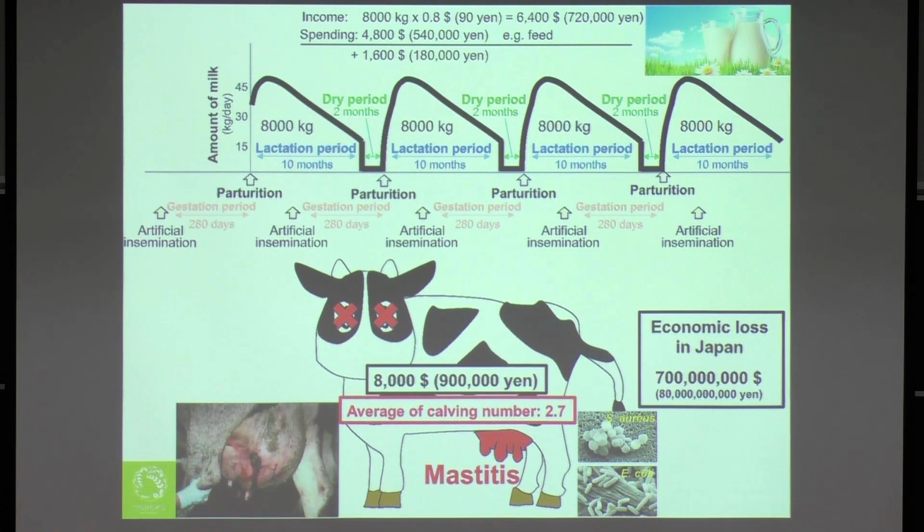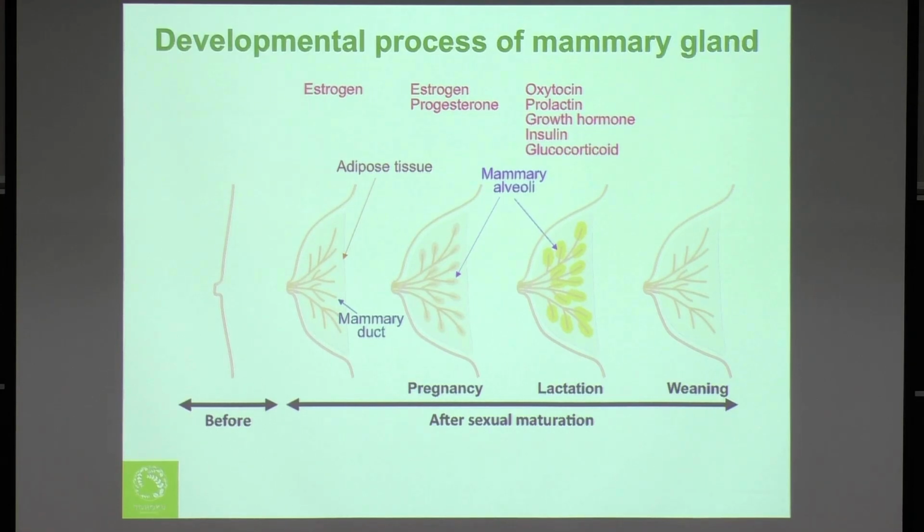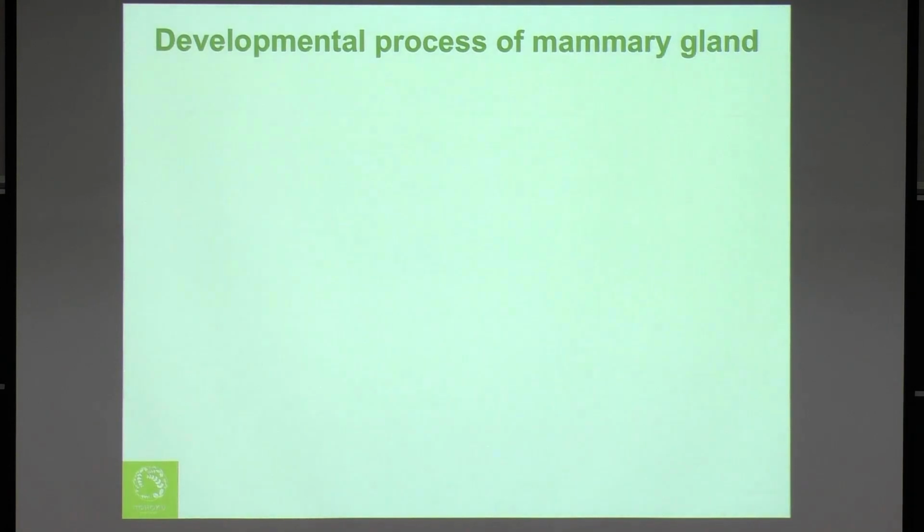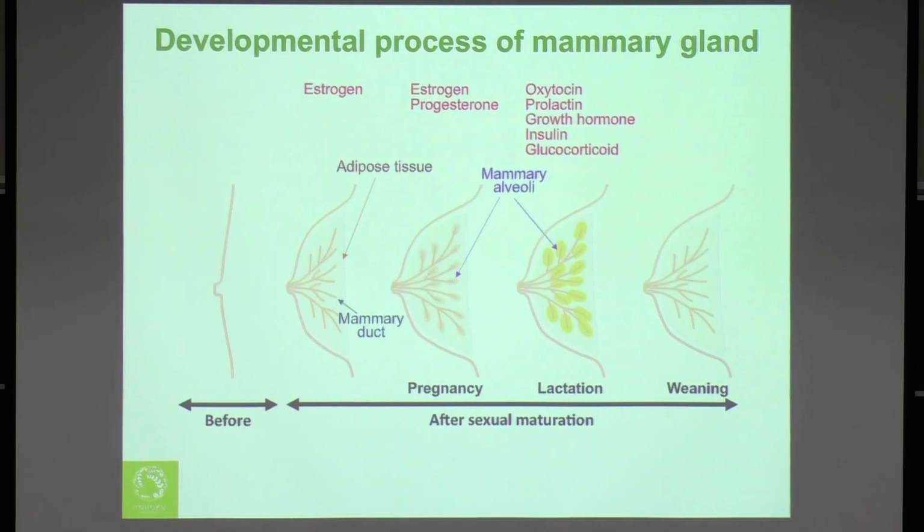It's very important to understand how we can protect the mammary gland from infections. The mammary gland is one of the exocrine organs, but compared with other exocrine tissues, its development process is very unique, because mammary gland development is only initiated after sexual maturation. After sexual maturation, the mammary gland receives sex hormone-derived signals, for example, estrogen. Estrogen facilitates the development of the mammary gland ducts and adipose tissues. But at this time point, the mammary gland still doesn't function.